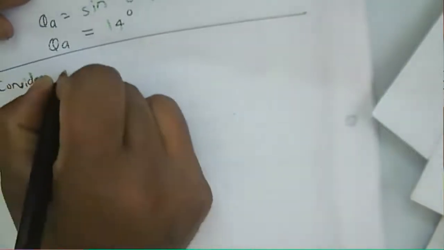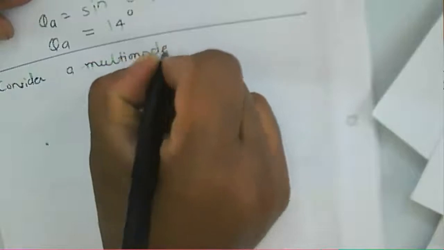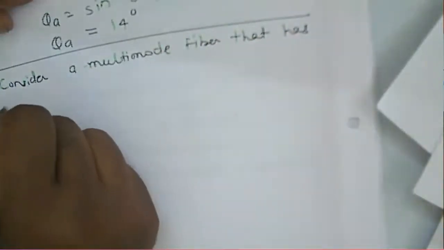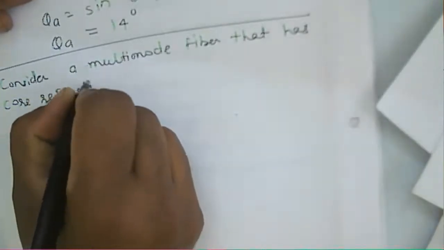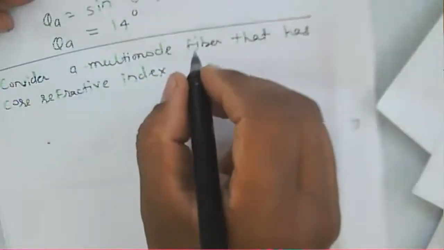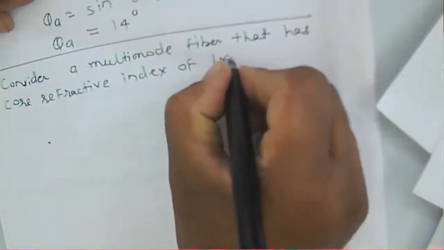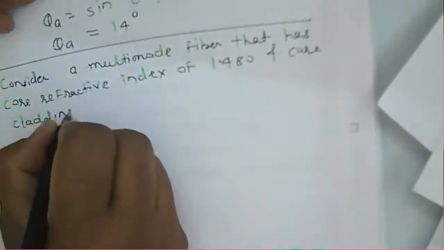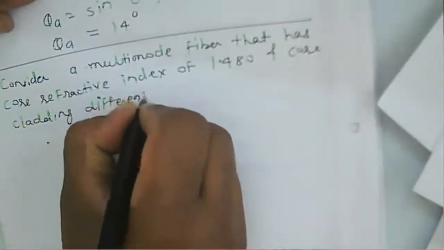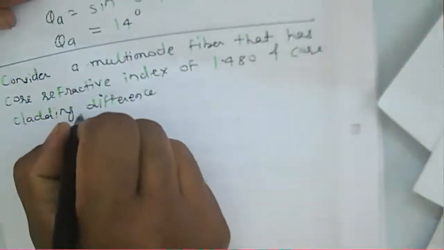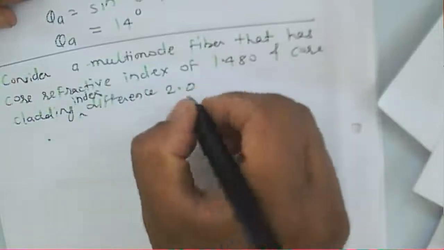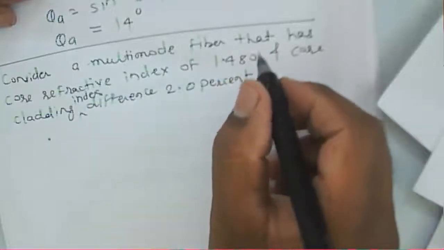Another one. Consider a multimode fiber that has a core refractive index of 1.480 and a core-cladding index difference of 2.0%.